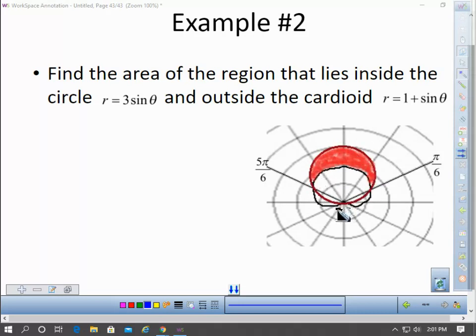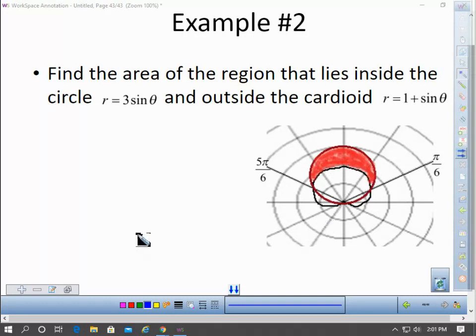And then in here, we have a cardioid, because it doesn't have the loop. So that's a cardioid. We want the area of the region that lies inside the red circle, but outside of the cardioid. So on the outside of the cardioid, but inside the circle. That's this red shaded crescent moon part right here. So we want that area.